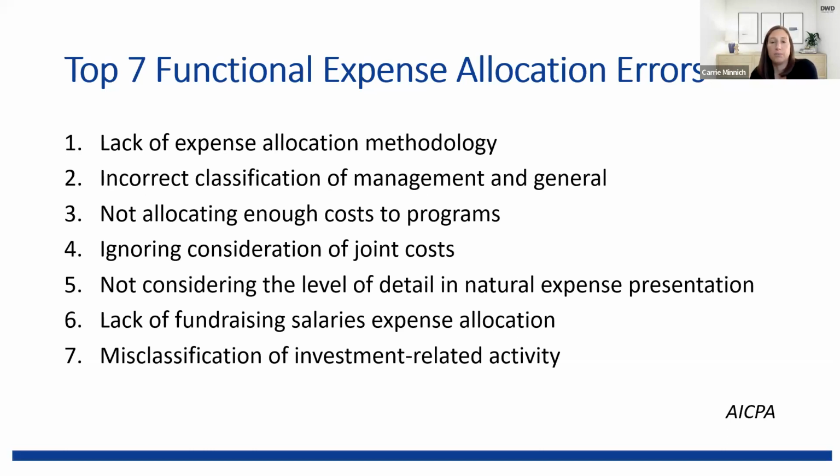Lack of fundraising salaries, expense allocation. If you have contributions reported on your 990, the IRS is expecting you to have expenses for fundraising, because who is spending time requesting those contributions? If you have volunteers doing it and you really truly did not pay anything for fundraising, then it would be good to, on your 990 on Schedule O, make a statement that all of your fundraising is done by volunteers, and that's why you don't have any fundraising expenses. And then finally, misclassification of investment related activity.